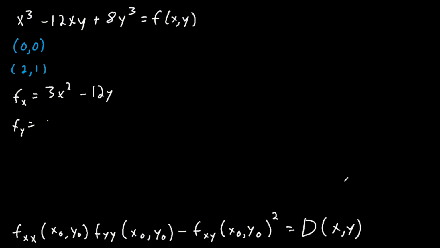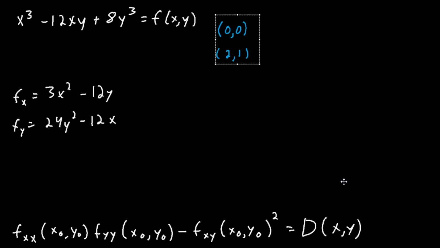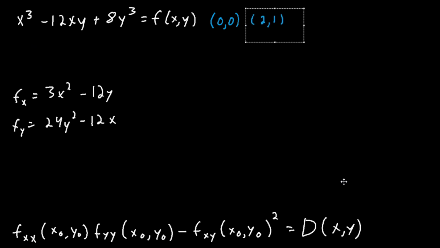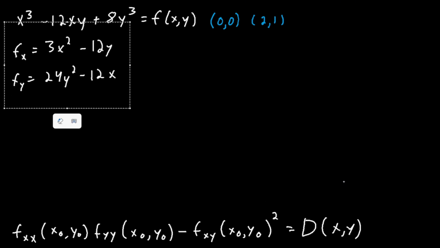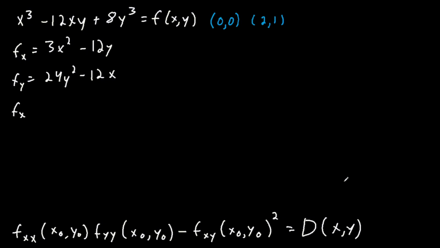And this one is 24y squared minus 12x. So we need to find the double partials. Actually, these could be moved up here. I feel like this would make more sense, so we have more space here. So we need to find the double x partial and the double y partial. The double x partial would be 6x. The double y partial would just be 48y.